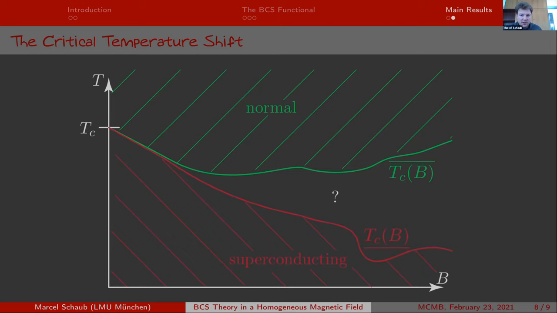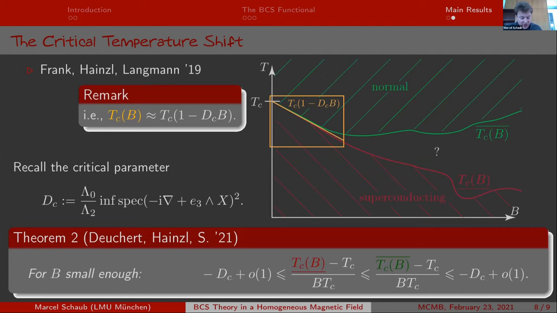And then I can see that these two temperatures, for small enough B, are confined in a small cone around a linear behavior whose slope is given precisely by the critical parameter of the Ginzburg-Landau functional.